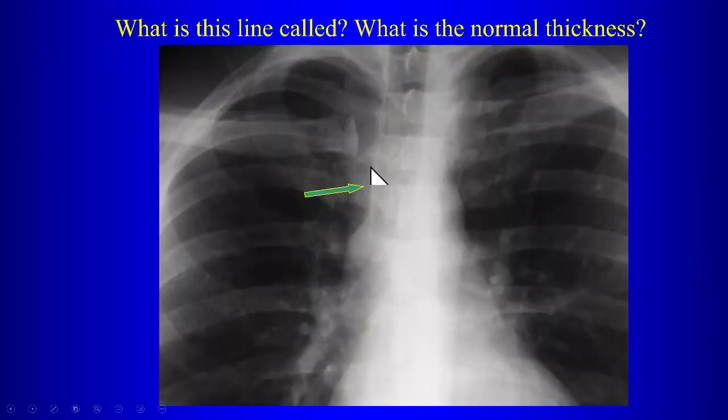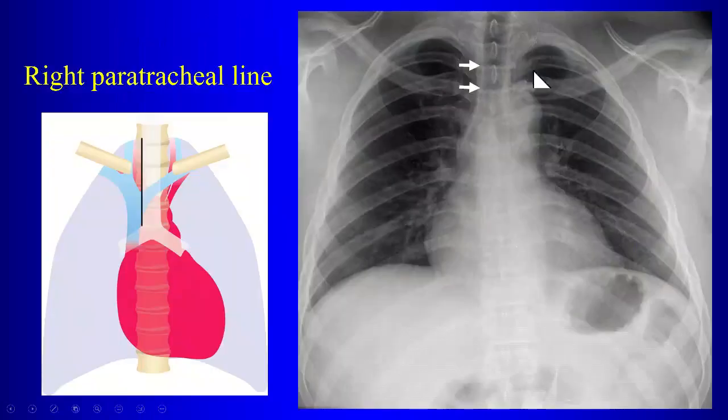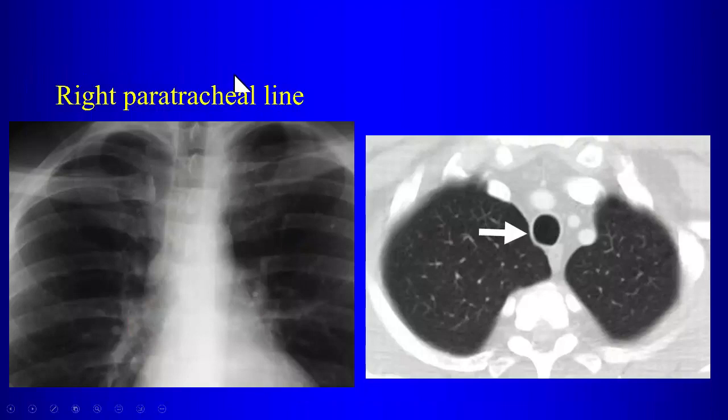This guy over here is the right paratracheal stripe. The thickness is normal. It should be less than 4 millimeters, right? 2 millimeters is about what we usually see. Notice that on a good PA chest X-ray, you can see through the shadow of the superior vena cava, and then here is the azygos vein over there, okay? So that is the right paratracheal stripe.